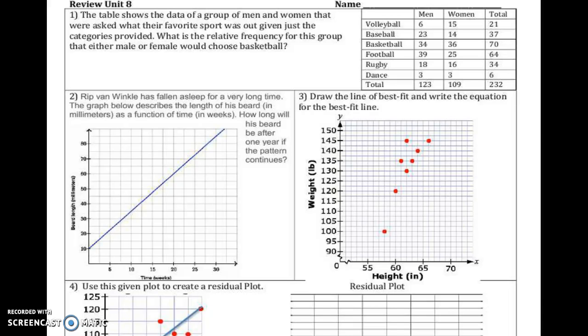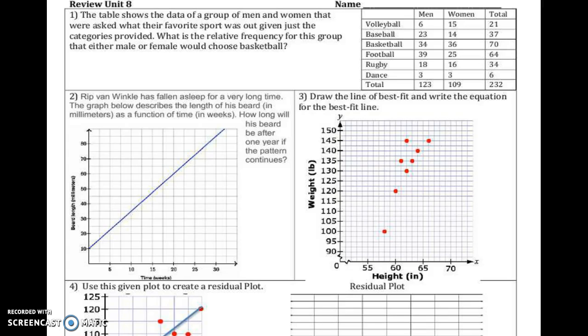Review for Unit 8. Unit 8 is where we talked about two variable data. Number one, the table shows the data of a group of men and women that were asked what their favorite sport was, given just the categories provided. What is the relative frequency for this group that either male or female would choose basketball?